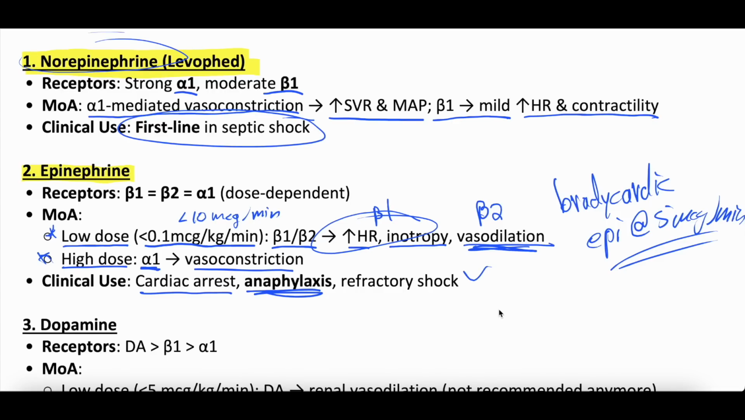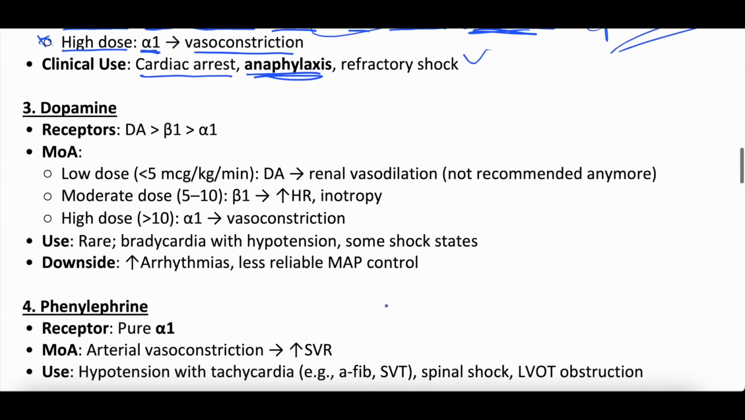If you really want to be super thoughtful and elegant about this, sometimes patients who you think are in septic shock with a little bit of a suppressed ejection fraction, sometimes these patients like epinephrine just because you have more of that beta-1 effect, a little more inotropy. But again, norepinephrine is first line.